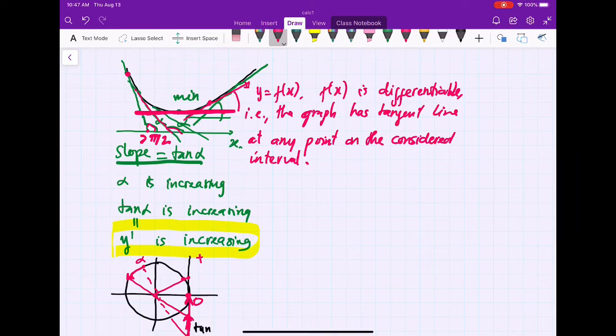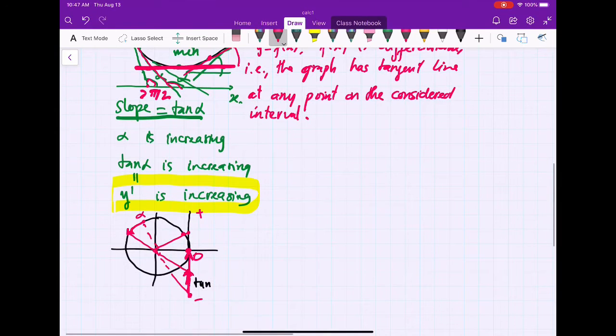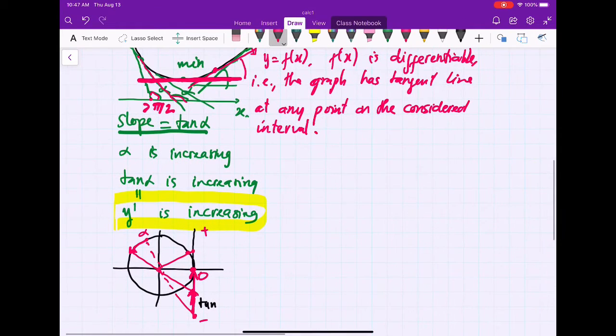Is that correct? I mean, in the direction from negative to 0 and to positive. So that's why convexity is equivalent to the condition that the first derivative is increasing. Does that make sense? Or what does it mean? The first derivative is increasing.